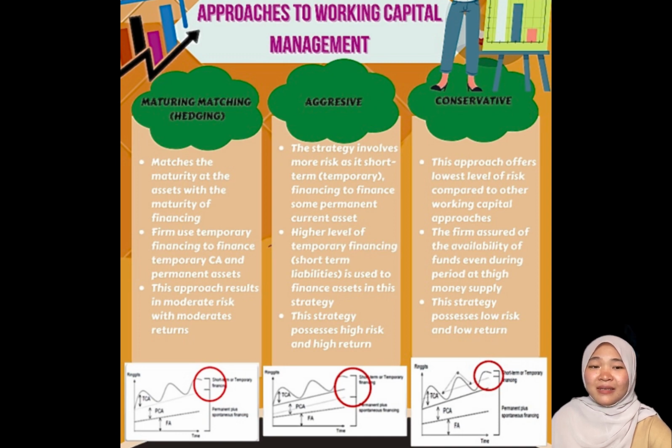As you can see, under this table are the graphs of these three approaches. So that's all for my presentation.